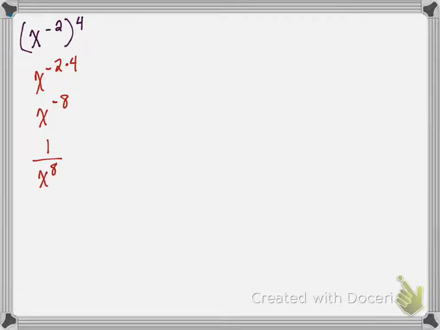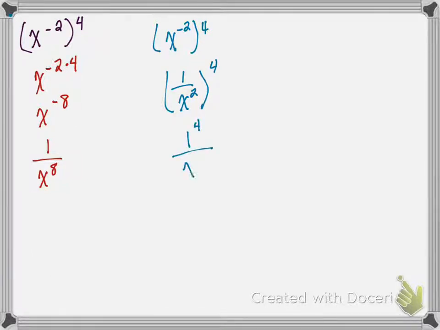Now, that's just one option. You can do it different ways. What I'm going to do here is I'm going to deal with that negative 2 first. So inside parentheses, what I'm going to have is 1 over x squared. So I dealt with the negative exponent first, and you certainly can do it that way. Now I'm going to give that 4 to all parts. So I'm going to have 1 to the 4th. Then I'm going to have x squared times 4. 1 times 1 times 1 times 1. It's still 1. And then what do I have in the denominator?